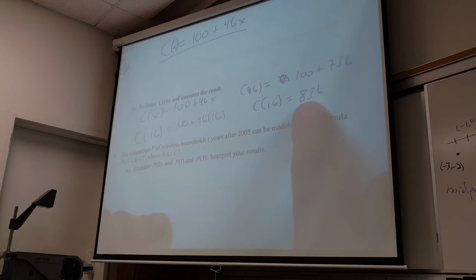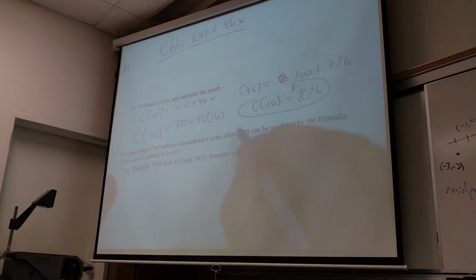Cool. So how do you think I want the answer written? Dollars. Yeah, units. So for 16 credits, it costs $836.